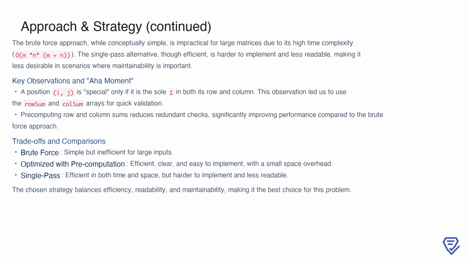A key insight that simplifies this problem is the observation that a position (i, j) is special if and only if it is the sole one in both its row and column. This realization allows us to use the rowsum and colsum arrays for quick validation, saving time by eliminating redundant checks. By pre-computing these sums, we significantly improve performance compared to the brute force approach.